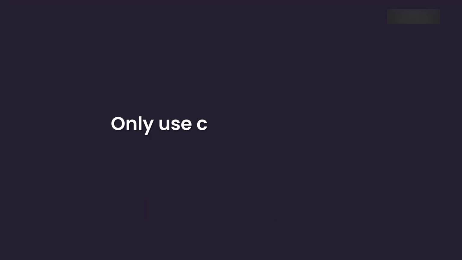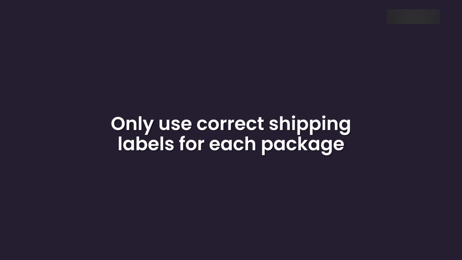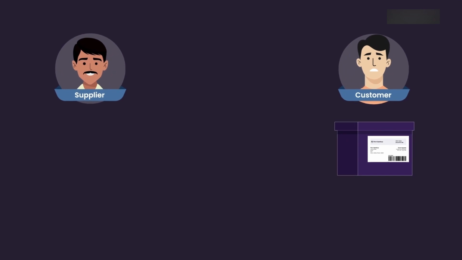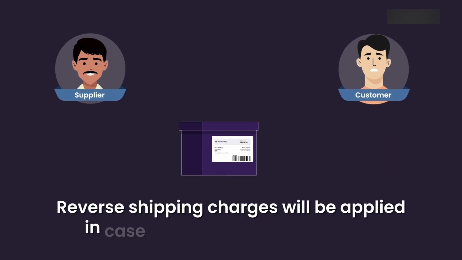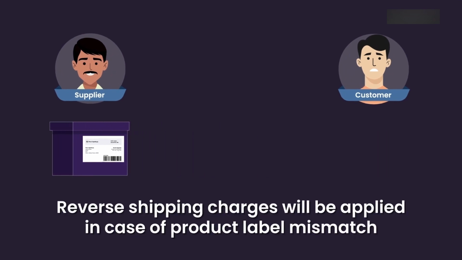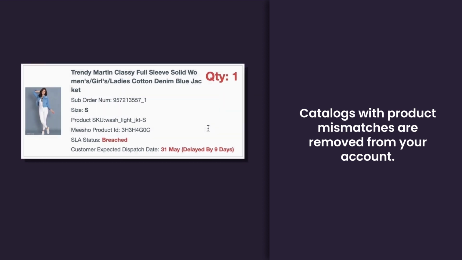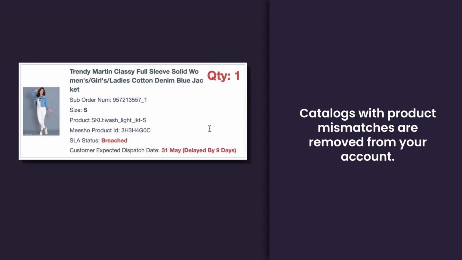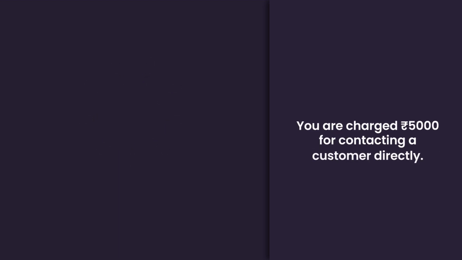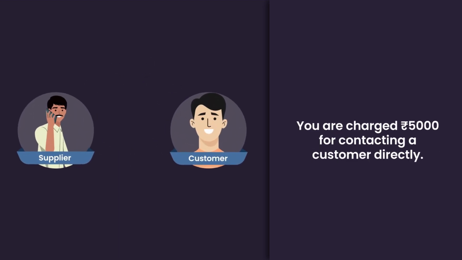Make sure to put the correct shipping labels on each package. If you mismatch the product label and the product, the customer will return the product and you'll have to face a reverse shipping charge for the return. Additionally, your catalog for which a product mismatch is found will be removed from your account. Remember, contacting a customer directly is strictly prohibited with a charge of Rs 5,000.